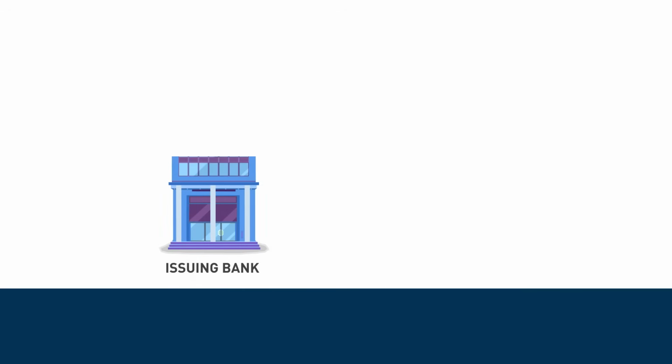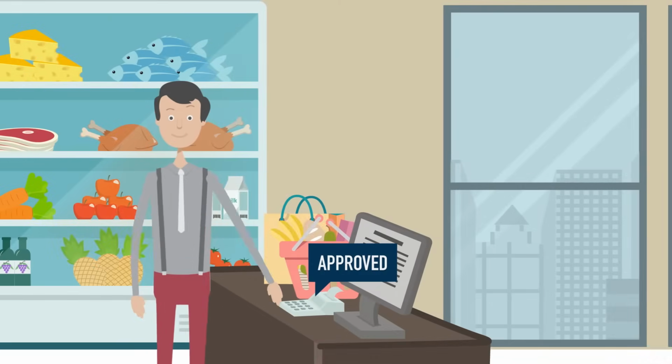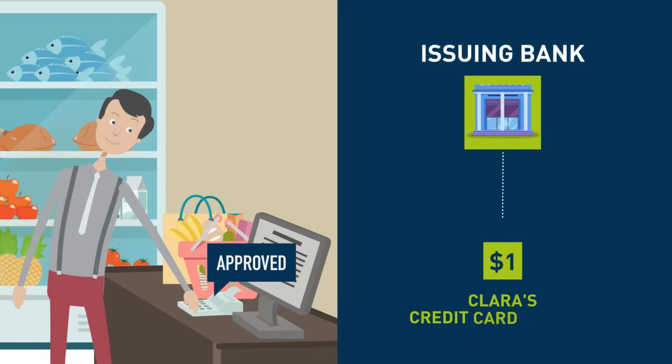Once the issuing bank confirms that everything is correct, it issues an approved authorization code and sends it back the same way it received an authorization request, through Visa and the acquirer. Bob sees the approved message on his POS terminal. The issuing bank places a hold for $1 on Clara's credit card account.